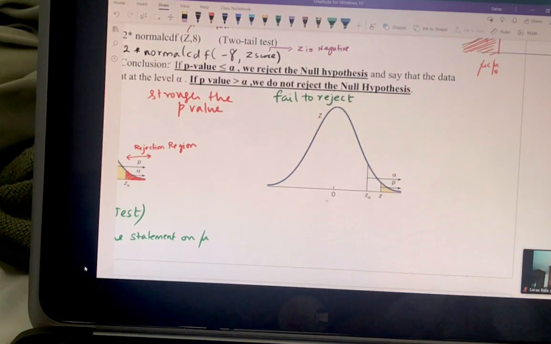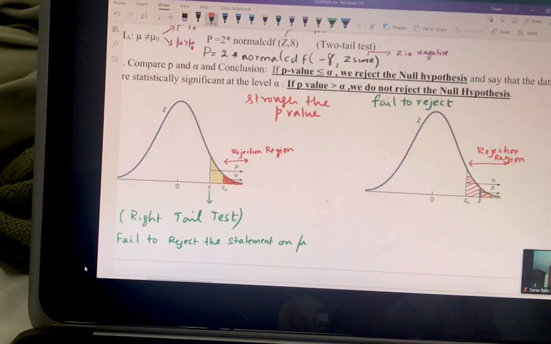This is my alpha. And where is my probability? The probability is going to be here. This is the probability, and the probability is going to be falling in the rejection region, because this is my rejection region. Since my probability value is a tinier number, it is falling in the rejection region. That means my hypothesis is going to be rejected.